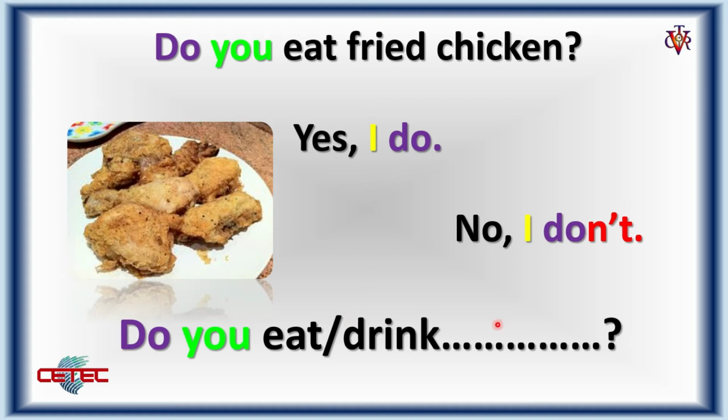Do you eat spaghetti? Do you eat chicken? Do you eat vegetables? Do you drink water? Do you drink soda? Do you drink milk? And don't forget, question mark. Now, you understand how to use this. So don't forget the structure. Subject, then the auxiliary, verb, and the complement.